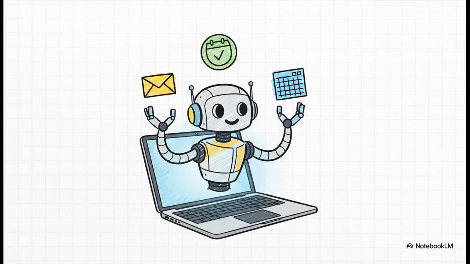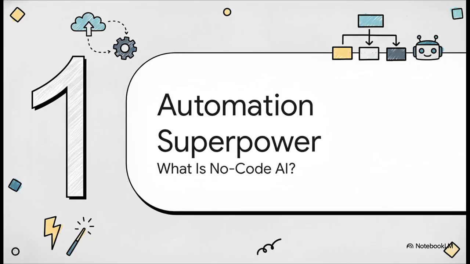This is how you get your time back for the big picture stuff, for creativity and strategy. So let's dive right in. In this first part, we're going to explore what this whole automation superpower is really about. And I want you to just forget any intimidating thoughts you might have about programming or complex engineering. That's not what this is.